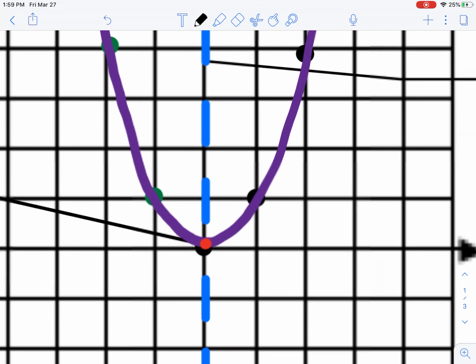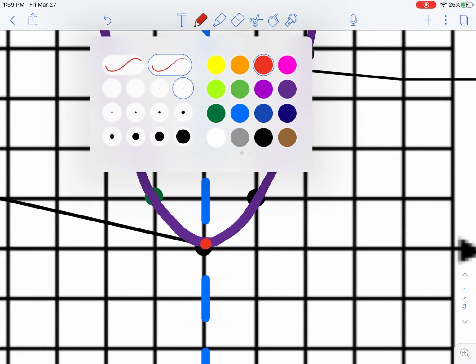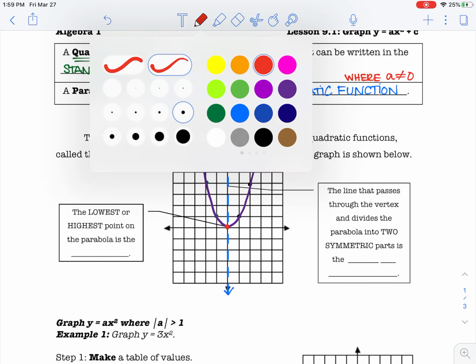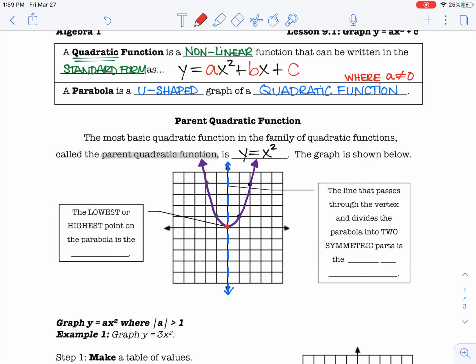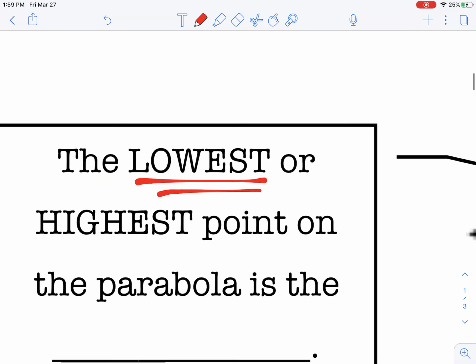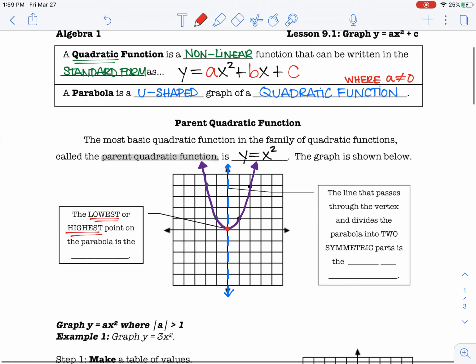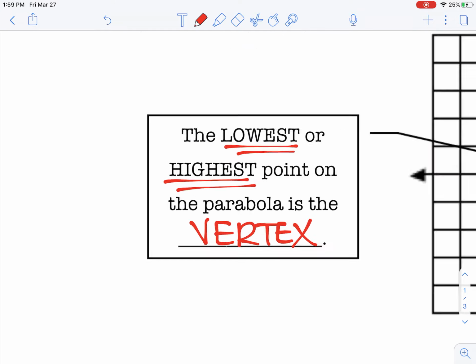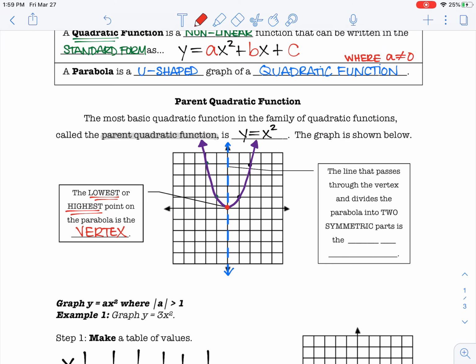All right, this point down here, I'm going to go ahead and put in a bigger dot. This point is the lowest or highest point of our graph. You'll notice once we graph a few of these, the parabola can either open up or down. But this point, which is located directly in the center of the graph, is called our vertex. It has a lot of important parts for us that we'll talk about as we go through these first few lessons.